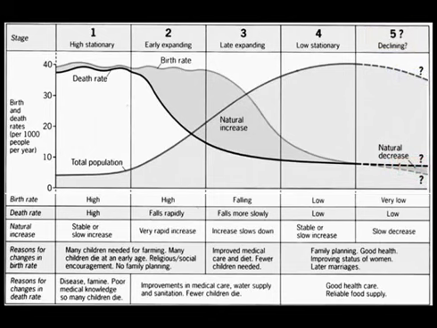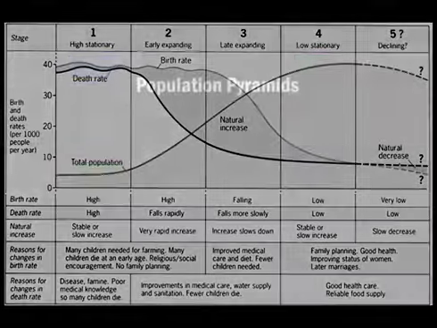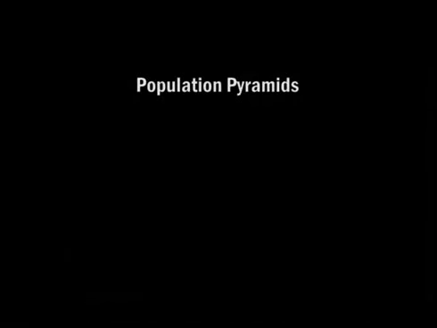The DTM is in some ways a cycle. The rate of natural increase in stage 1 looks a lot like the rate of natural increase in stage 4. However, the birth rate and death rate in stage 4 is much lower, and the overall population of the country in stage 4 is higher than it was in stage 1. So how can we tell what stage of the demographic transition model a country is in?